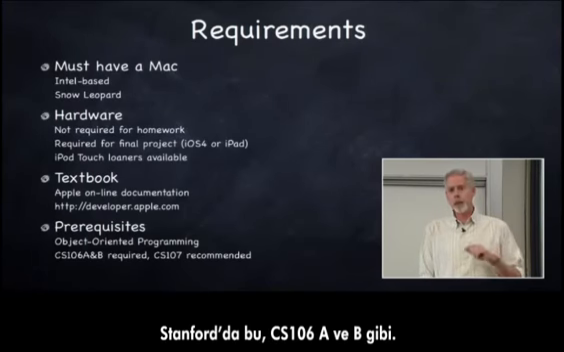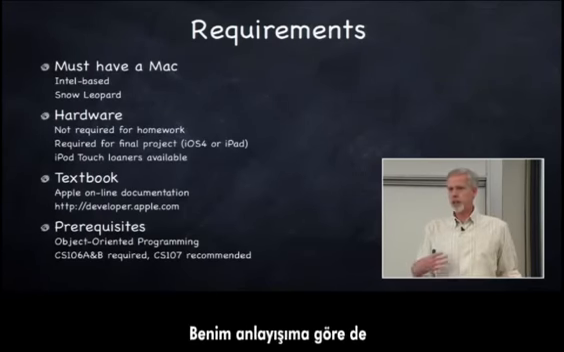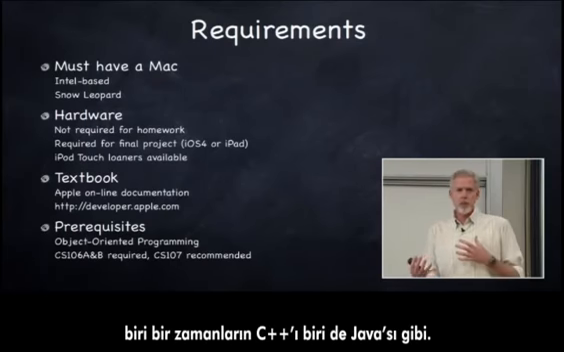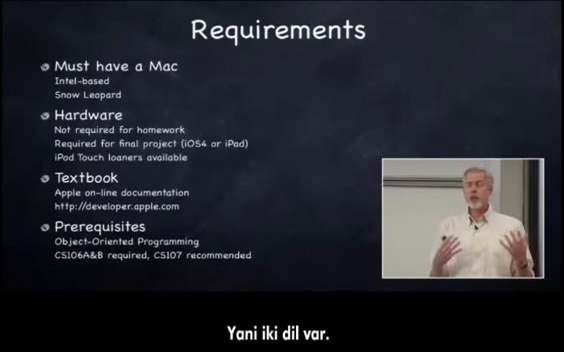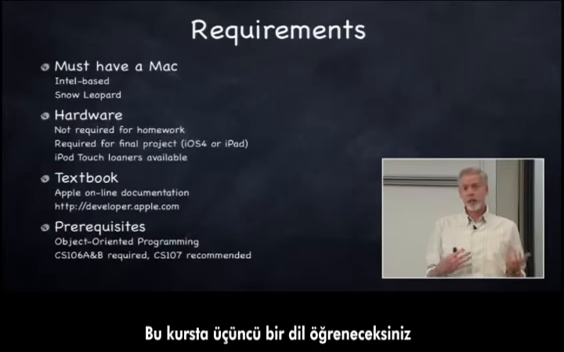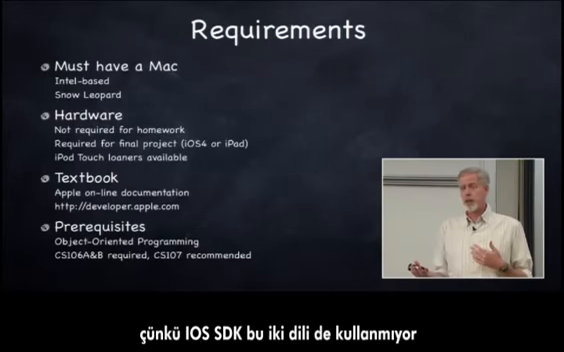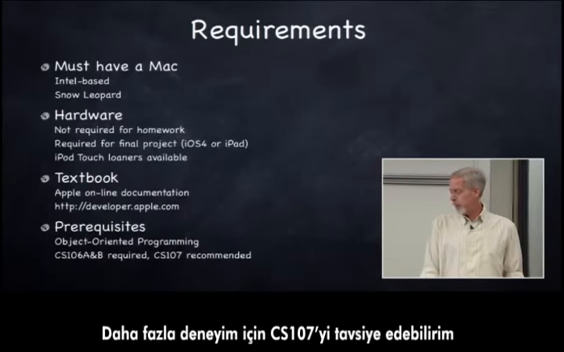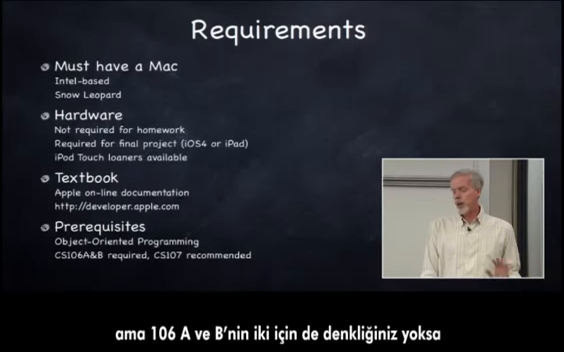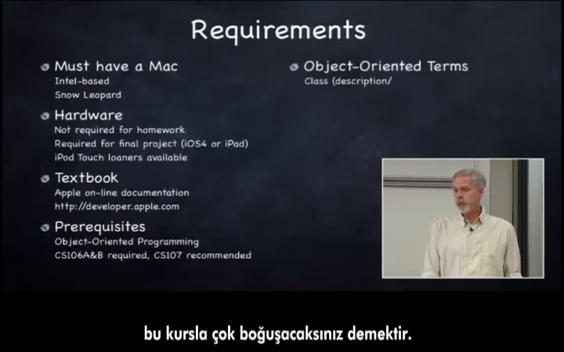At Stanford, that means CS 106A and B, which my understanding is nowadays one of them is in C++ and one's in Java. Is that right? So that's 2 languages. You're going to learn a 3rd language in this course because the iOS SDK does not use either of those 2 languages. But it's always good to learn more languages. CS 107 is recommended, just more experience. But 106A and B, if you haven't taken both of those or the equivalent thereof, this course can be a struggle.